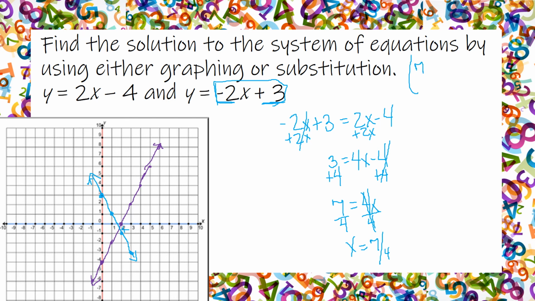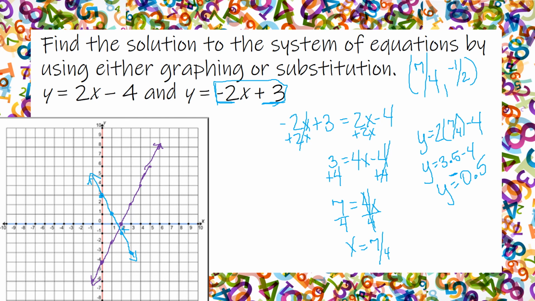Now all we have to do, I'm going to put that in our equation up there. I'm going to plug it into one of my equations. So I'm going to plug it into my first one. So 2 times 7 is 14 divided by 4 would be 3.5 minus 4 would be a half, and that is negative. So -1/2. And yes, that looks about where our graph shows it.